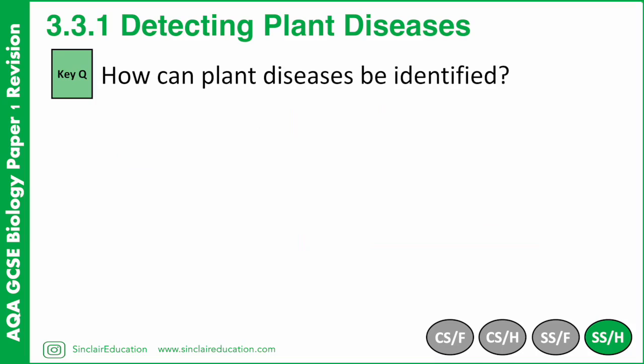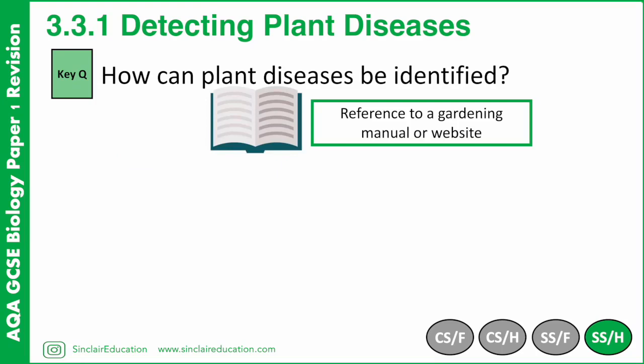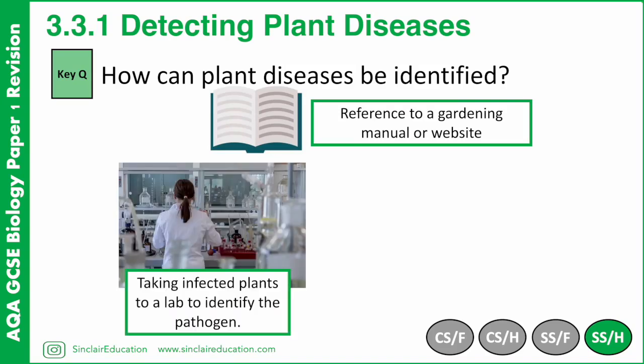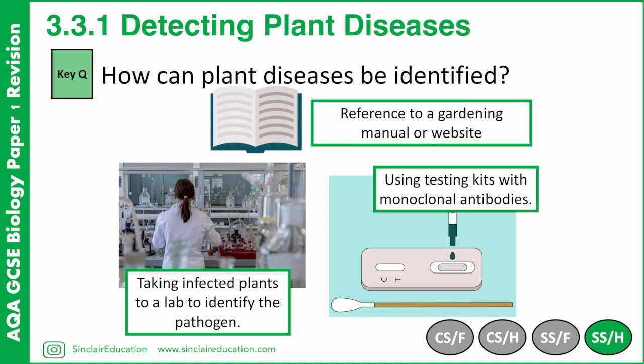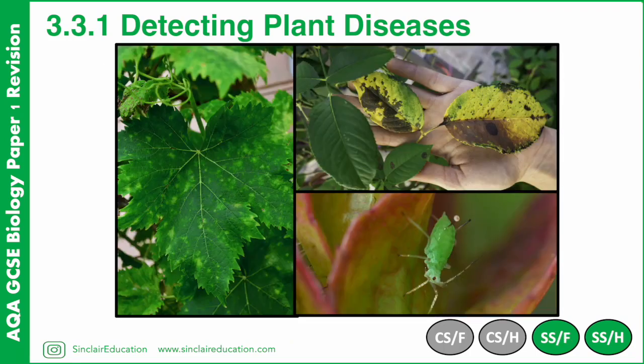The identification is how we then narrow down what it's sick with. Here we can use referencing, using guiding manuals or websites. There are even apps now that do this. We could take it to a lab to identify the pathogen, or we could use monoclonal antibody testing kits. So be prepared, there's an application there they could pull across. Now we've talked about TMV and black rose spot earlier on. We also have aphid infections too.